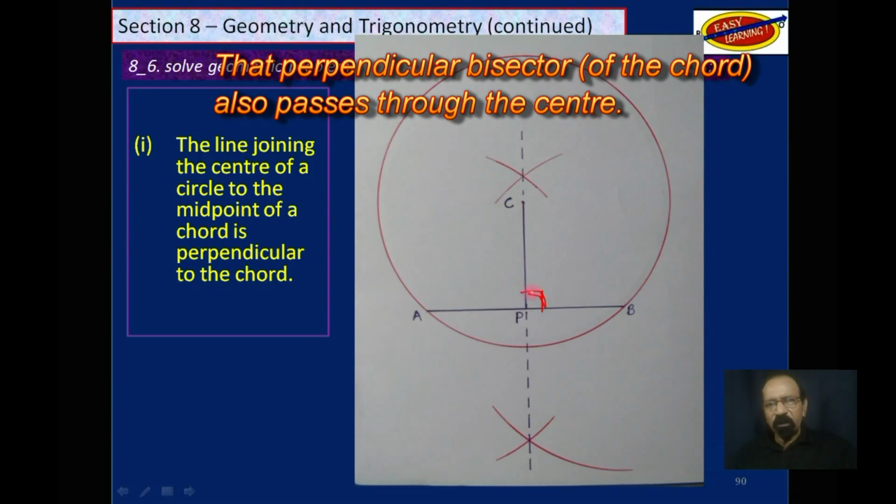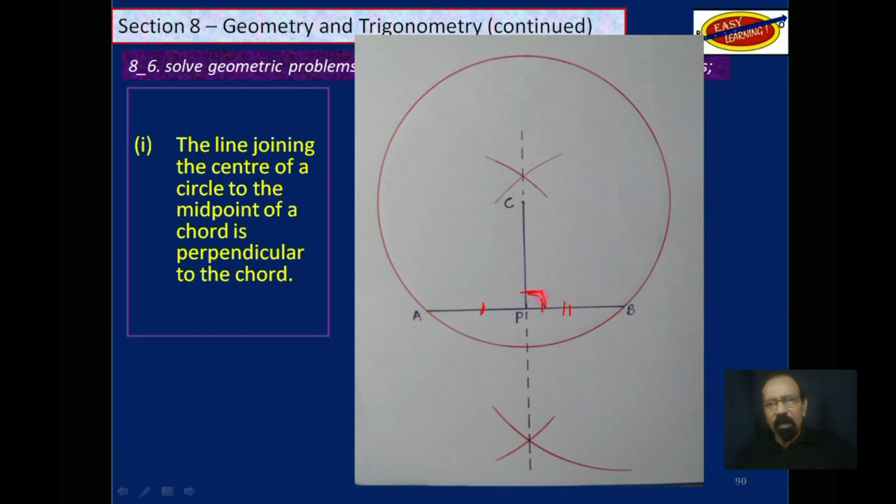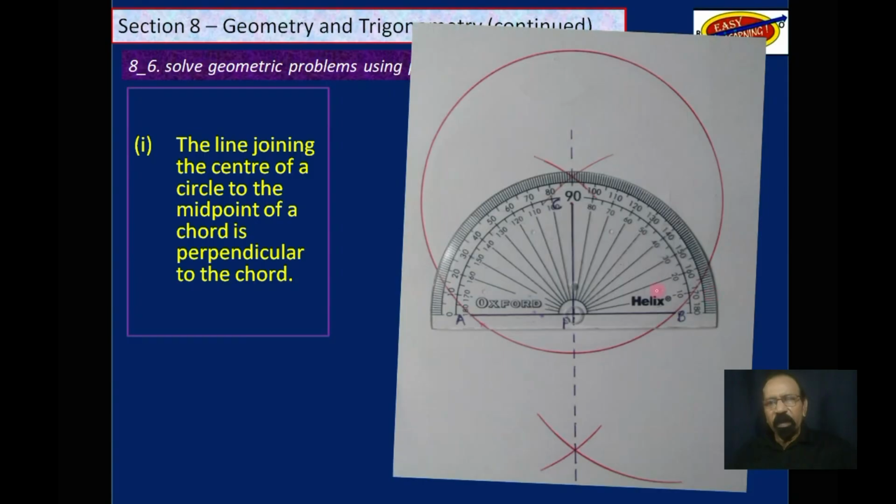You don't have to measure it to find out what it is. That is to say, if this side is equal to that side, when you bisect that AB, then this line is perpendicular. We can measure it to verify that. As you can see, it is perpendicular. We bisected this line here. So here would be the midpoint.